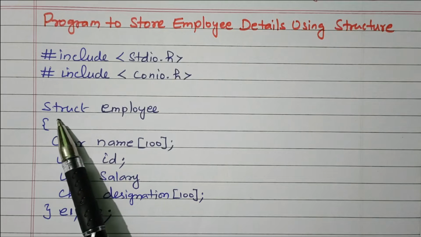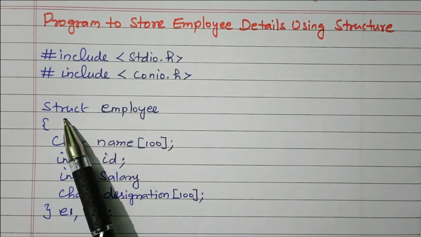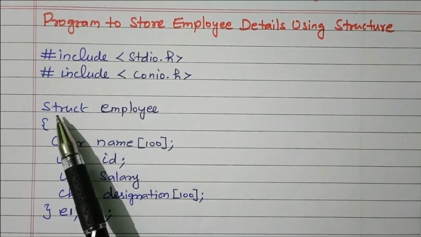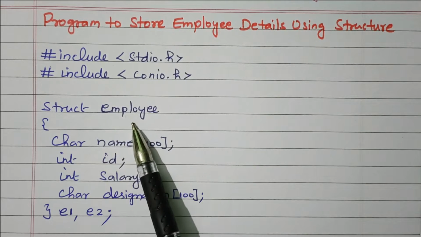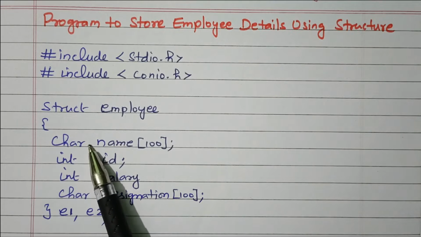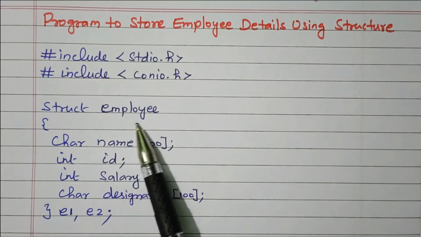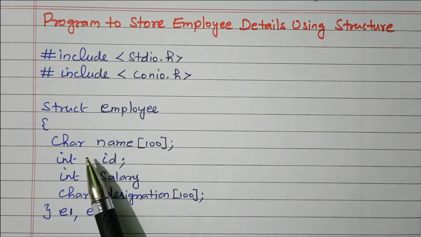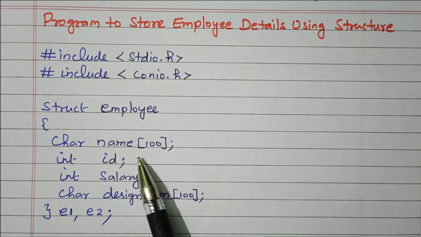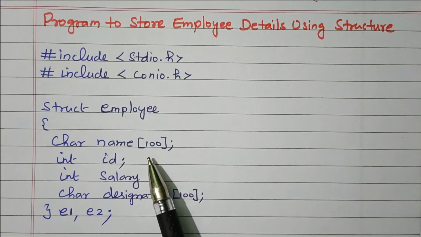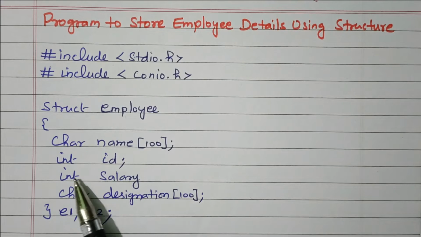struct, this is a keyword, the structure keyword. Then employee is the structure name. So we created the structure with the name employee. Open the brace. So inside we can declare the different type of data that is related to the employees. The first variable is char name[100]. This is nothing but the employee name. We can store up to 100 characters.